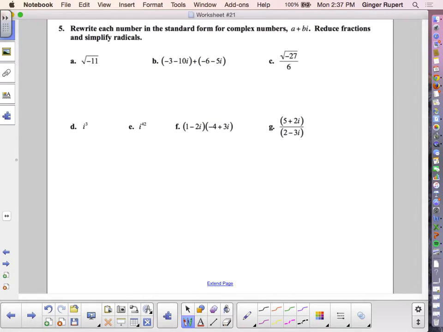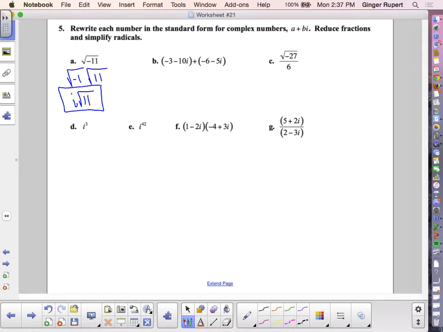Number 5, write each number in standard form for complex numbers. Standard form, remember, is a plus bi. So the real number is first, the imaginary number is second. And it asks you to reduce fractions and simplify the radicals. So a is the square root of negative 11. We know we have to simplify that. That becomes the square root of negative 1 times the square root of 11. Square root of negative 1 is i, so this becomes i times the square root of 11.